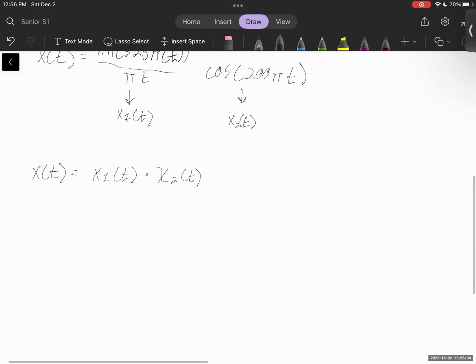So now what we can do is, when we take the Fourier transform of this, we're going to get X of j omega. And then this is going to become a convolution.